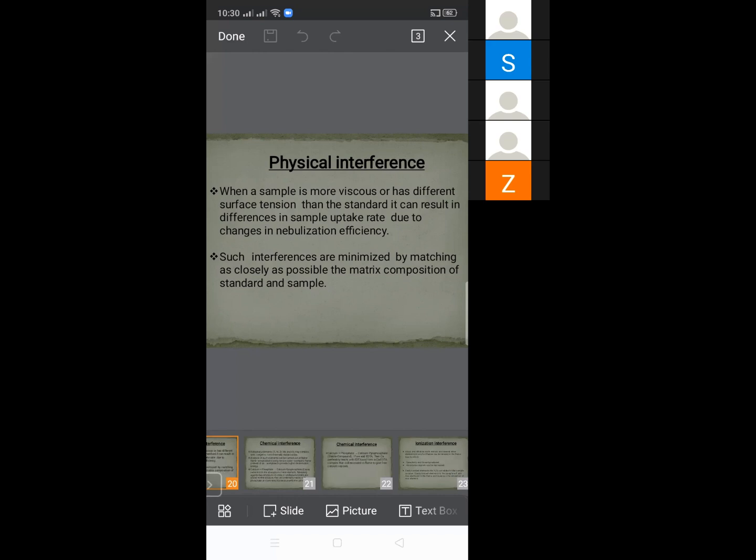When a sample is more viscous or has a different surface tension than the standard sample, differences in sample uptake occur, due to which the nebulization efficiency is affected. Such interferences are minimized by matching as closely as possible the matrix composition of the sample with the standard. The next one is the chemical interference.